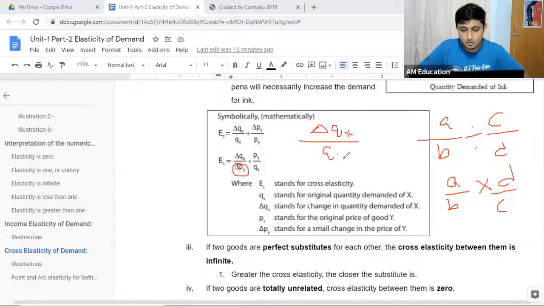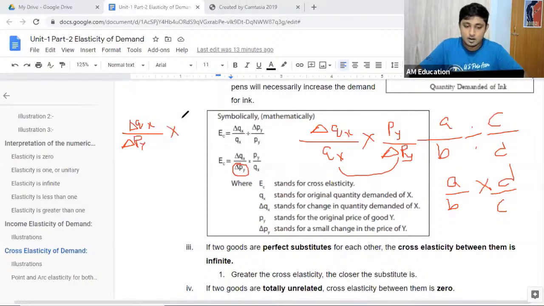Okay, let's do this thing. Change in Q of X divided by change in the price of Y. Alright, so what will happen? Into, we will do original price of Y by original quantity of X. So this went here and they put this here. That's it. So what did they tell? Calculate the change of quantity demanded of X by change in the price of Y into price of Y by original quantity of X. Right or wrong?